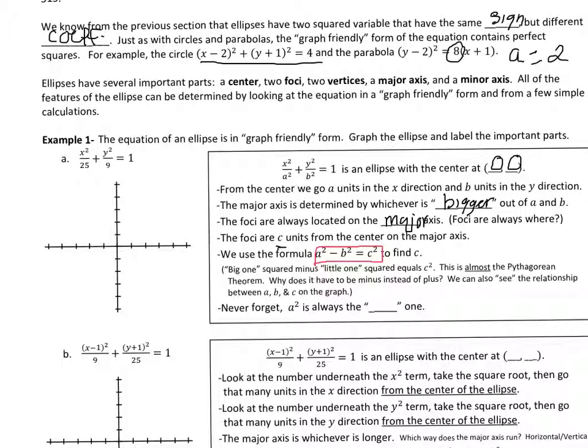All right, so now in an ellipse, never forget that a squared is always the big one. Okay? All right, so let's go ahead and do example 1a here. I have x squared over 25 plus y squared over 9. First of all, where's the center? Center's at the origin, at 0, 0. Now, how far each way am I going to go in the x direction from the center? 25 is a squared, so I'm going to go 5. I go 1, 2, 3, 4, 5, put a point, and then 5 the other way.